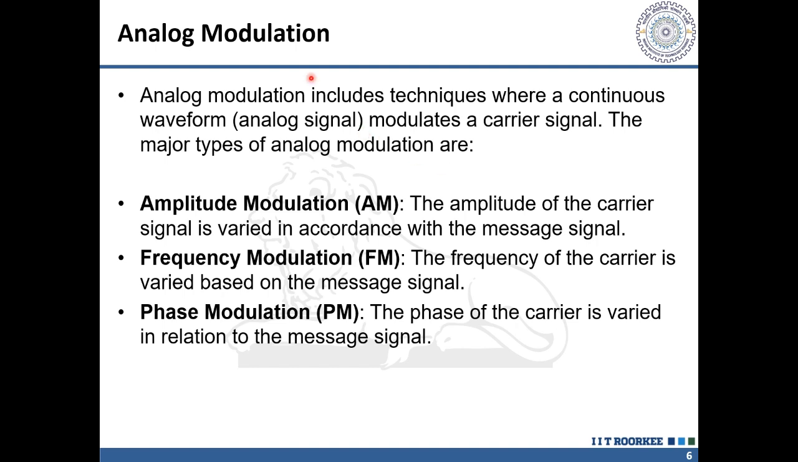Analog modulation includes techniques where a signal is modulated using a carrier signal, and the message signal is an analog signal. The examples of analog modulation are amplitude modulation, frequency modulation, and phase modulation. So let's discuss each and every one in detail.